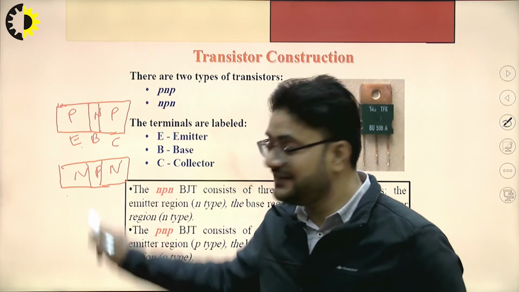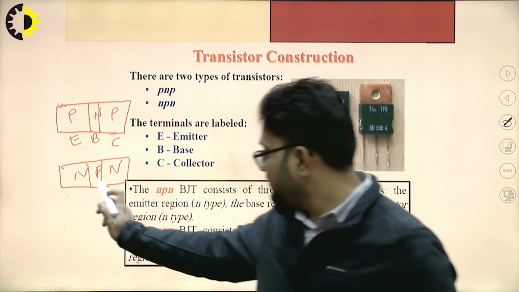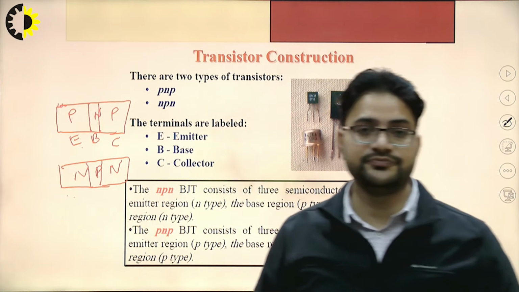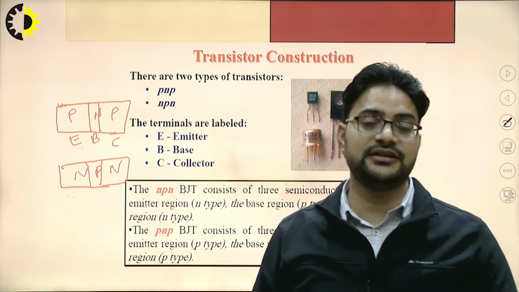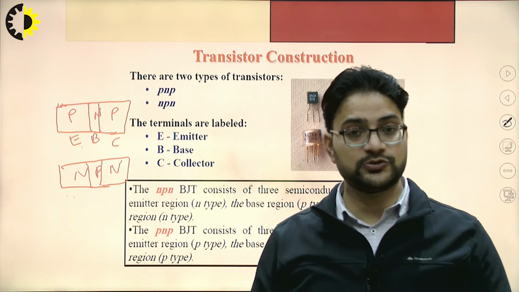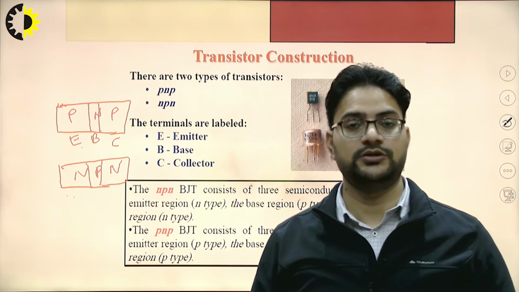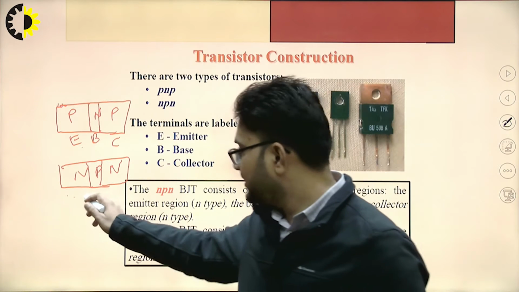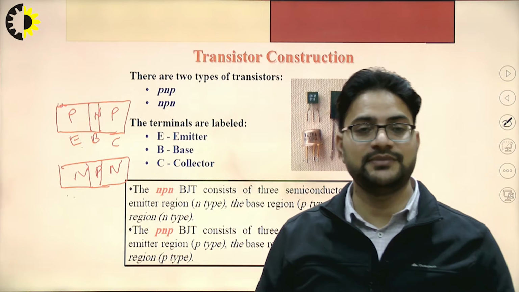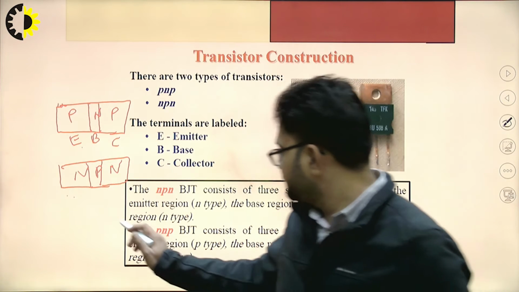Mostly we use the NPN transistor. Why? Because in the emitter the majority charge carriers are electrons, and electrons have larger mobility than that of the hole. So we consider NPN transistor in the amplifiers and all, right?